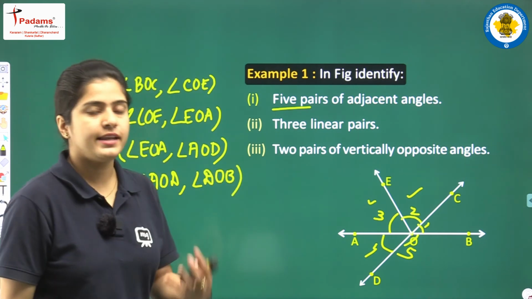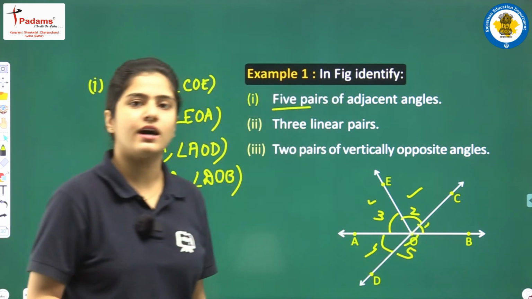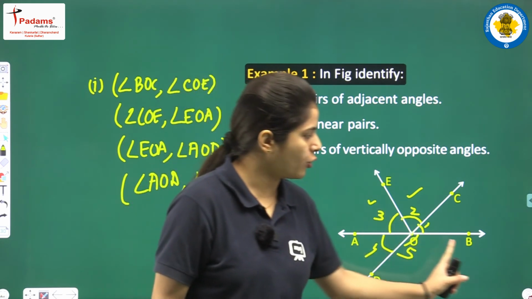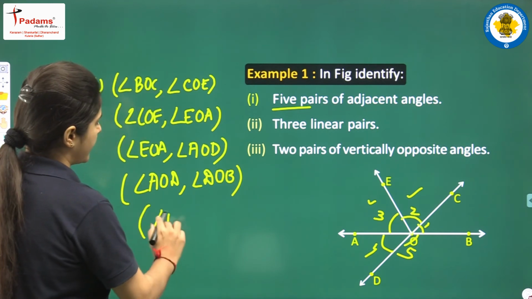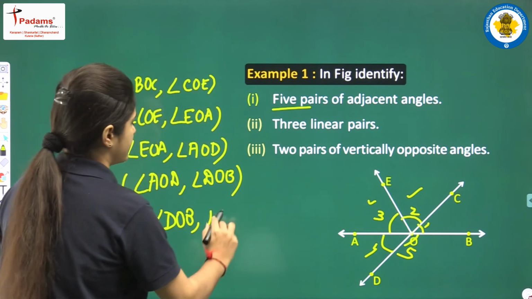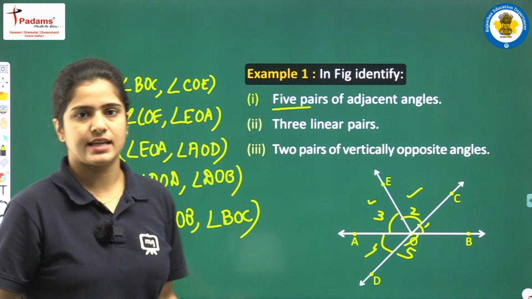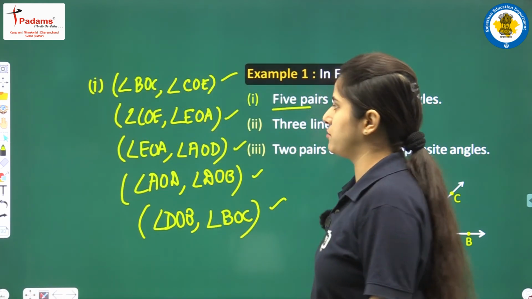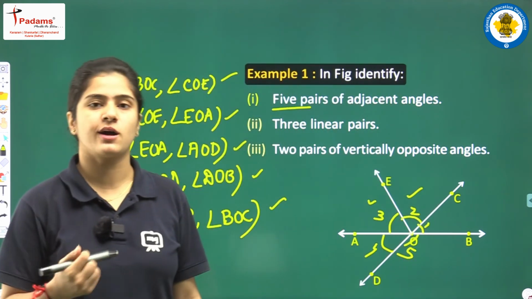Now, students, this angle 5 and angle 1 are also adjacent angles. Why? Because O is the common vertex and OB is the common arm. So, angle DOB and angle BOC. These are 5 pairs of adjacent angles: first pair, second pair, third pair, fourth pair and fifth pair. In this way, you can easily solve the questions.